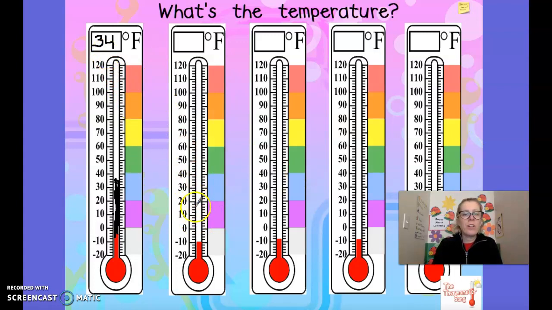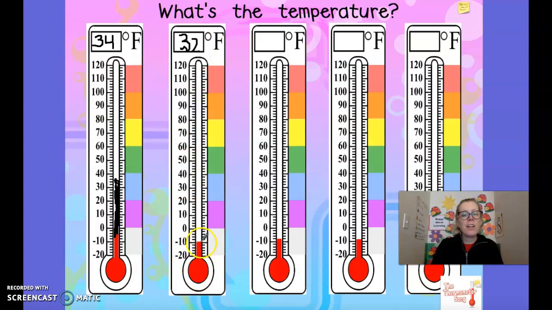So I'm going to look on my thermometer. This is called a thermometer. Up here is where I'm going to write 32. And to write a 32, I'm going to write a 3 and a 2. And I see this little circle right here. This little circle is a symbol that means degrees Fahrenheit. And Fahrenheit is the way that we measure temperature or tell temperature in the United States of America.